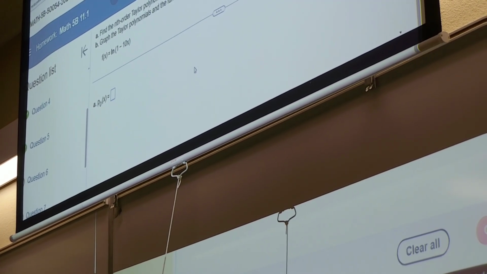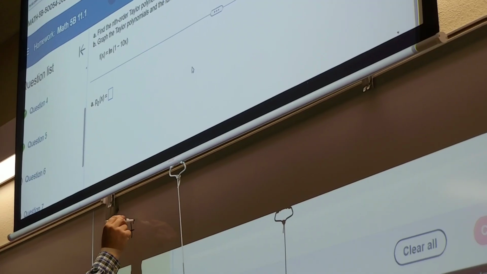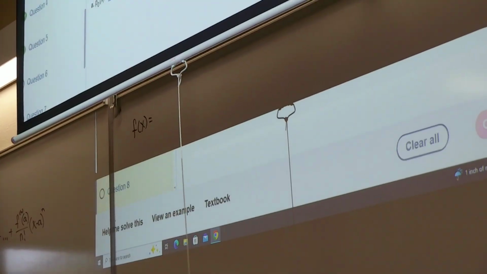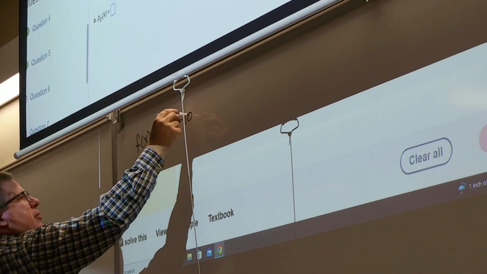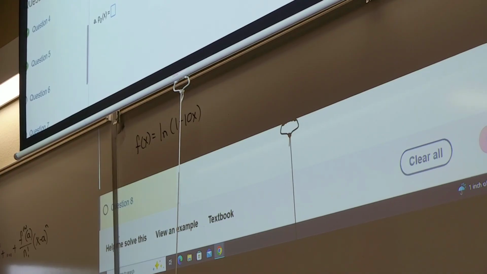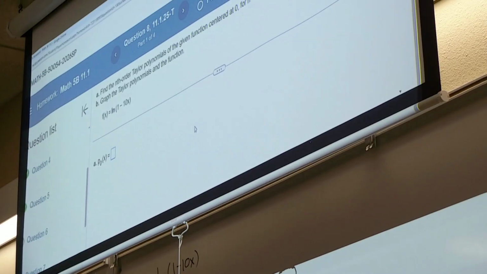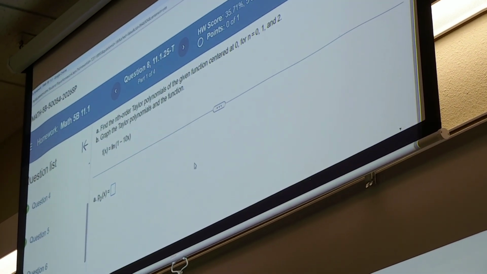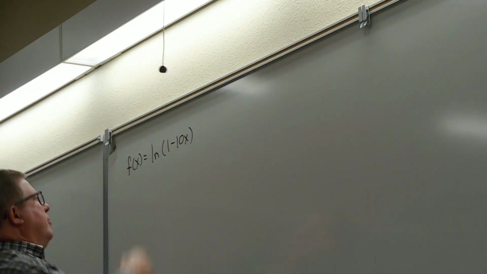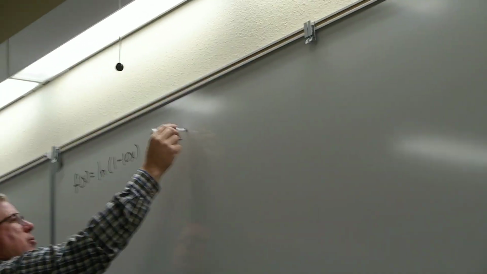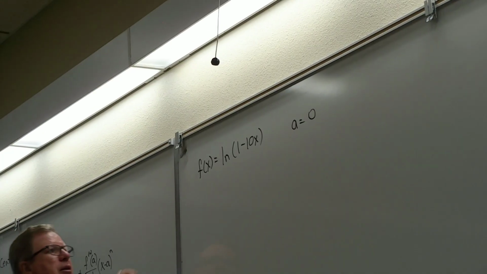Up here, f of x equals ln. So we're going to do the 0, 1, and 2. We are centered at 0. So here we go, make our list.